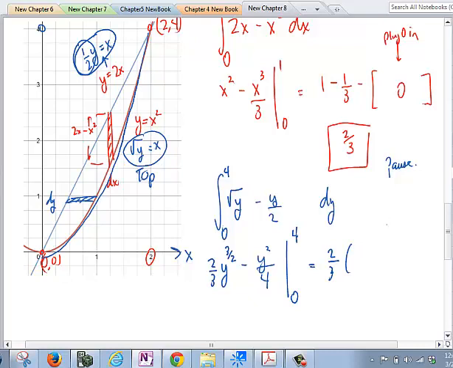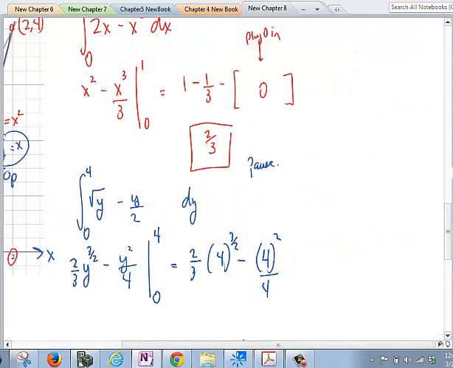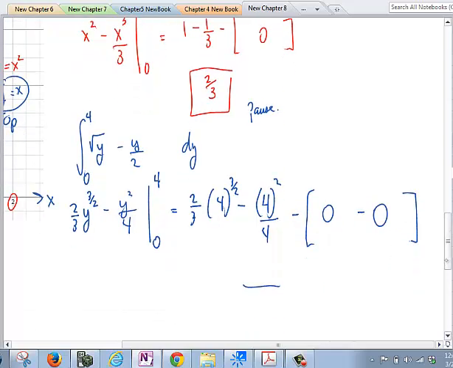This will be 4 to the 3/2 power minus 4 squared over 4. That's the upper limit evaluated, minus, if I evaluate the lower limit, I'm going to have 0 minus 0 because I'm plugging 0 into both. So we lucked out on that part. And so the half power of 4 is 2. And then 2 cubed is going to be 8.